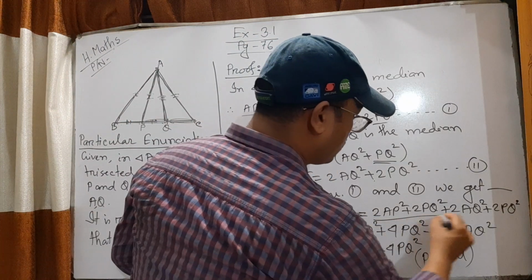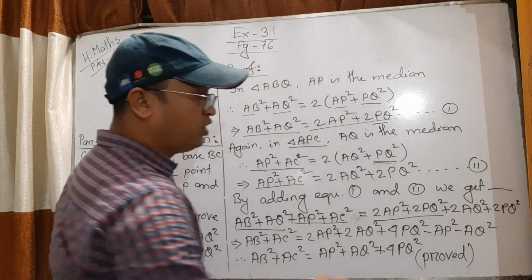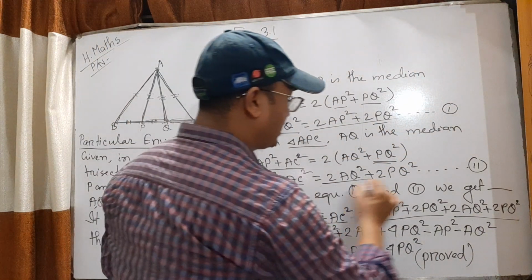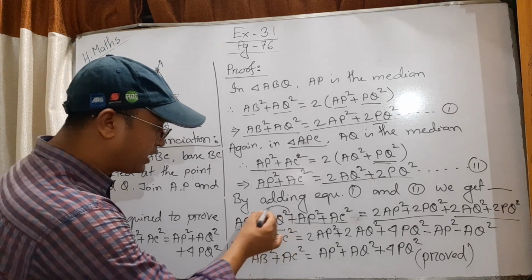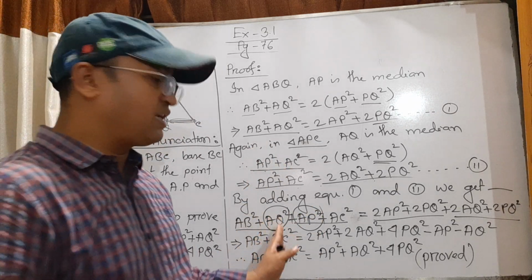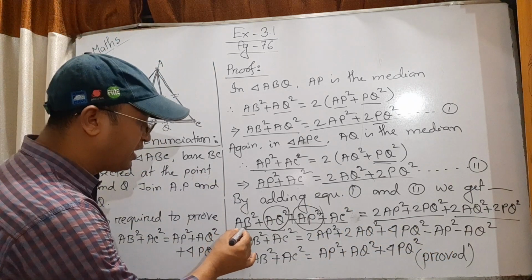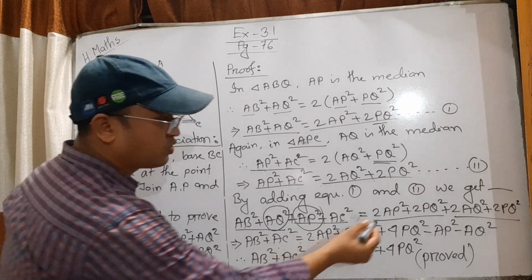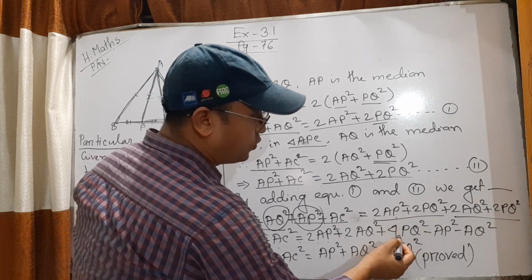2AP square plus 2PQ square, right side of the equation 2. Equation 1: 2AQ square plus 2PQ square, that is the right side of equation 2. Now this AQ square and this AP square, we will transfer into the right side. So it remains AB square plus AC square equal to 2AP square, 2AQ square and 4PQ.